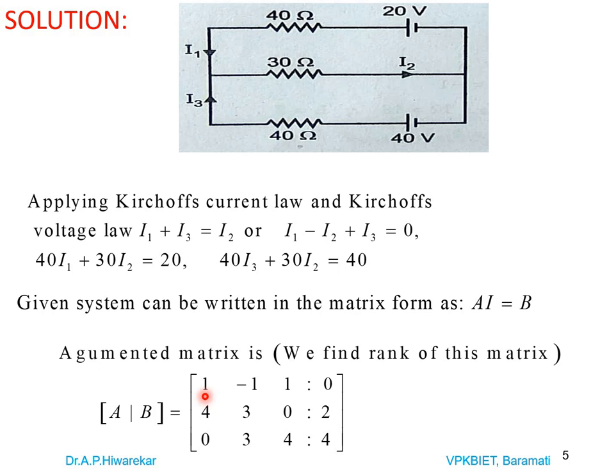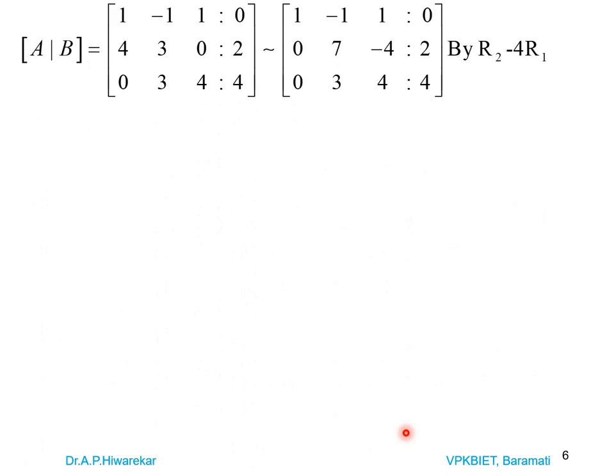It means I1 minus I2 plus I3 is 0, 4I1 plus 3I2 is equal to 2, and 3 times I2 plus 4 times I3 is equal to 4. Now we find the rank of matrix AB as well as A, and from that we will find the solution.